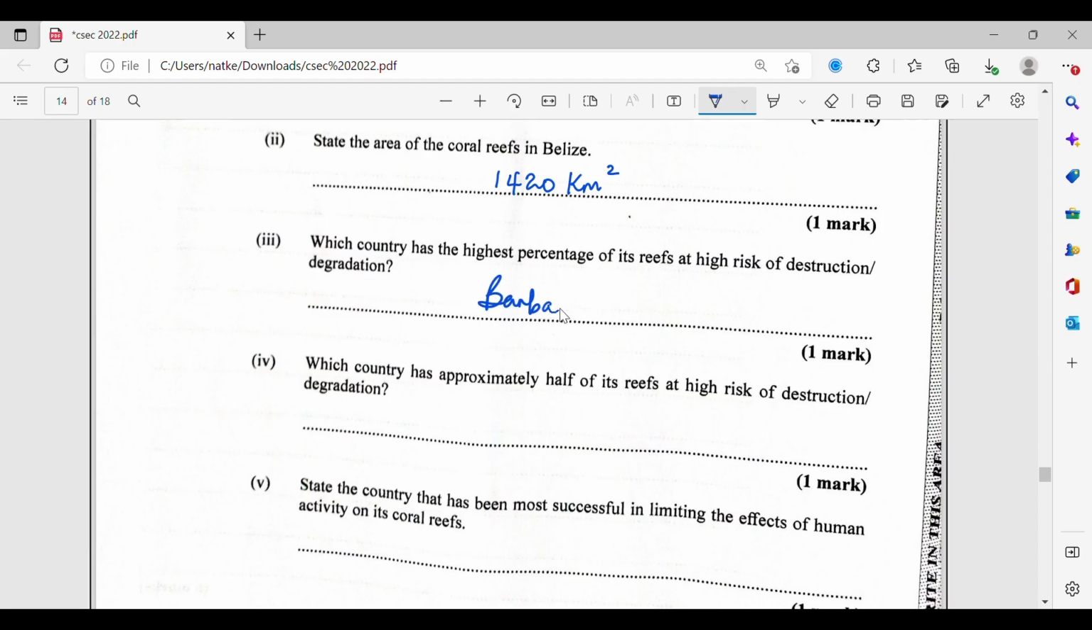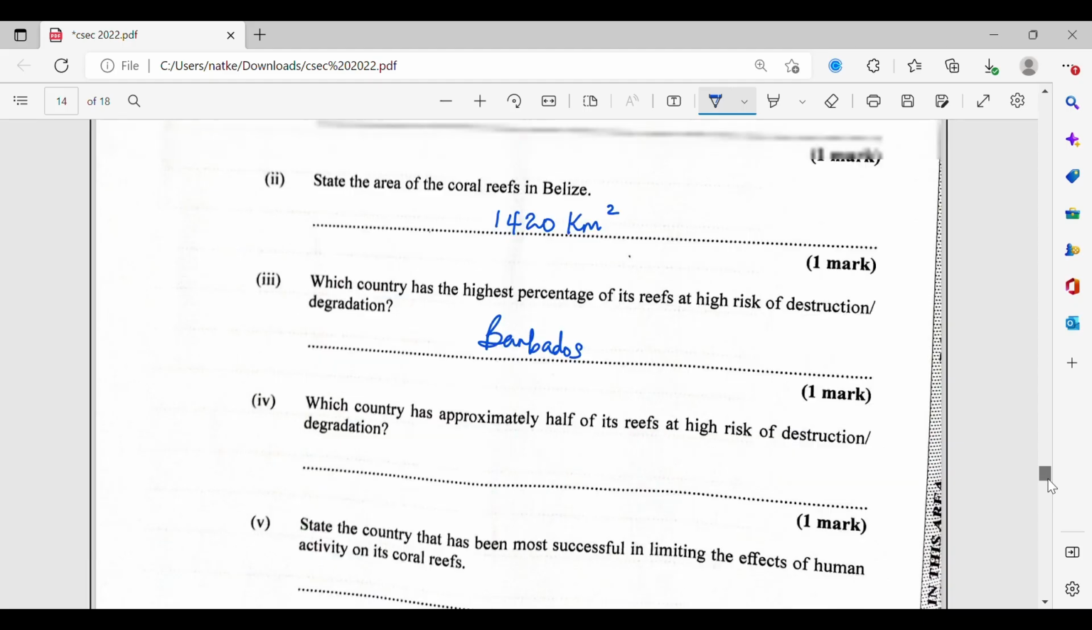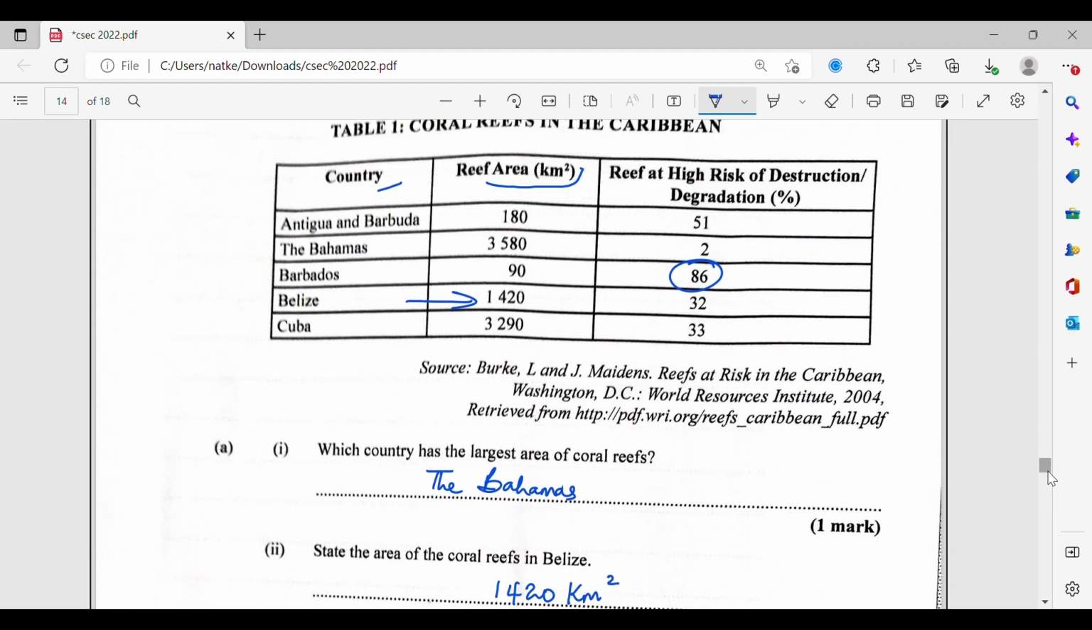The next question says, which country has approximately half of its reef at high risk of destruction? So because it is percentage and it says half, we're looking for something that is 50 or nearest to 50. In this case, it is Antigua and Barbuda.